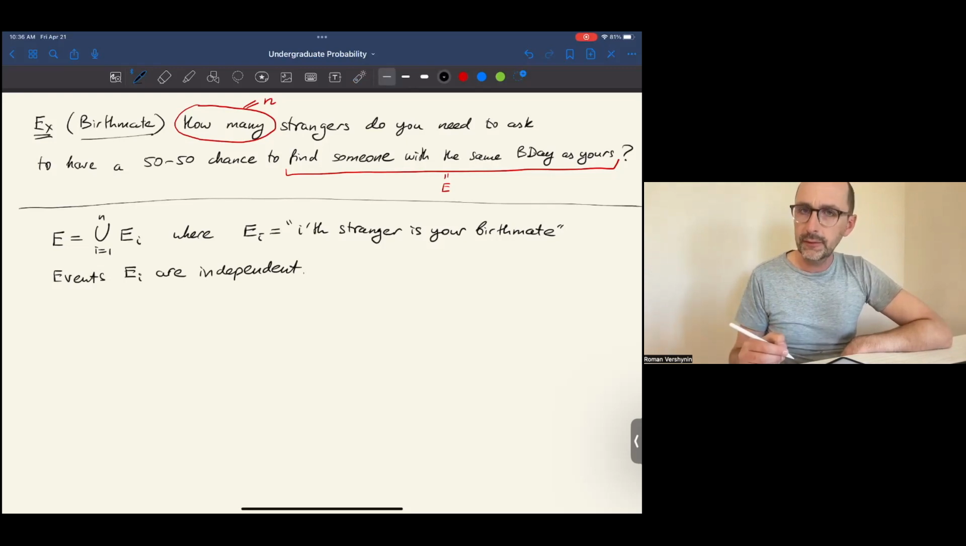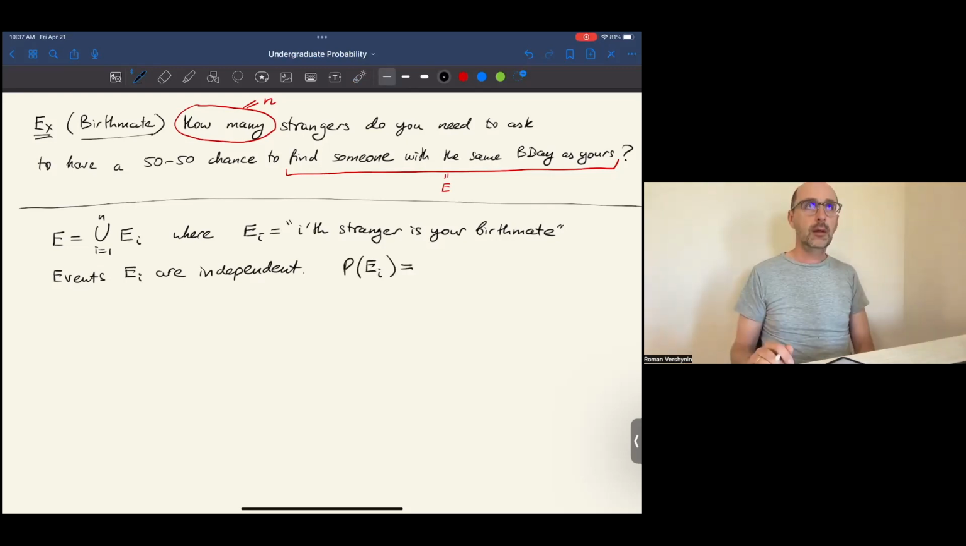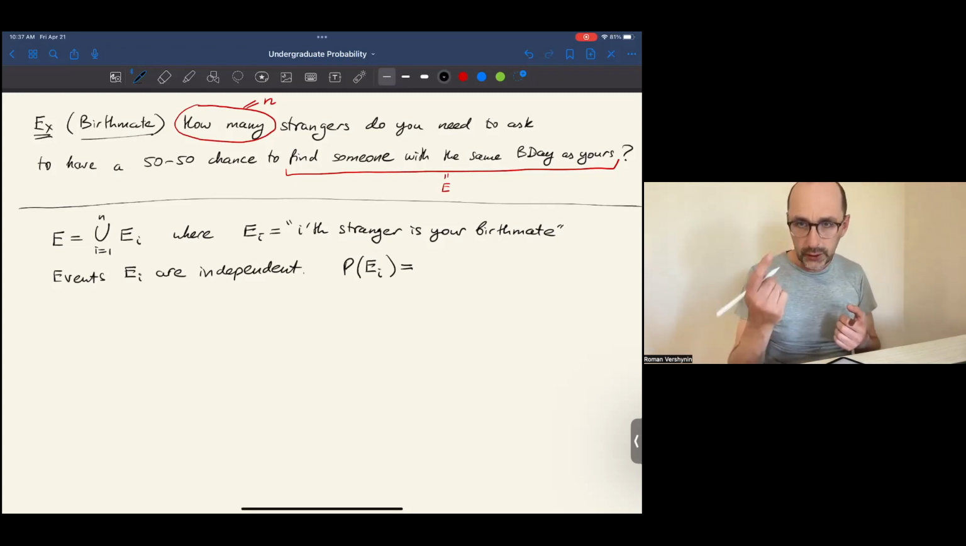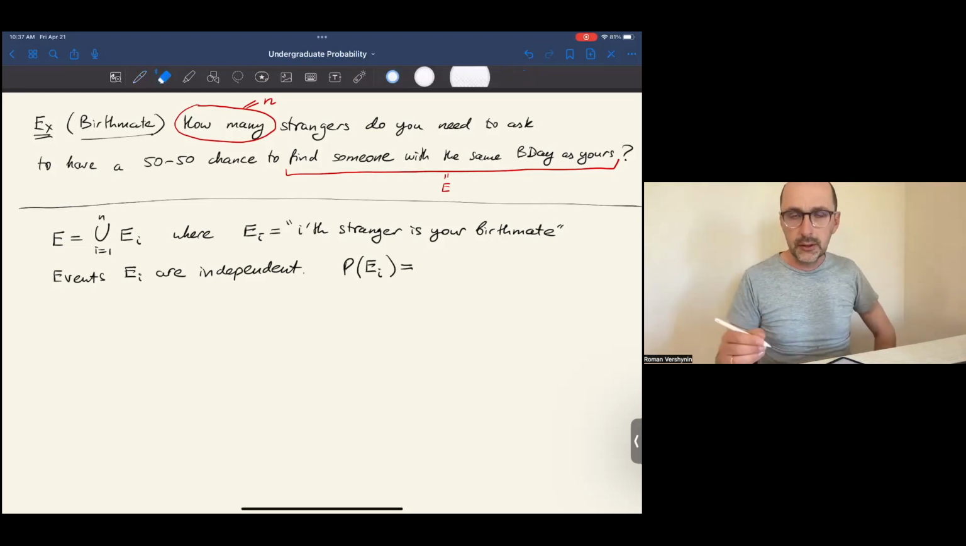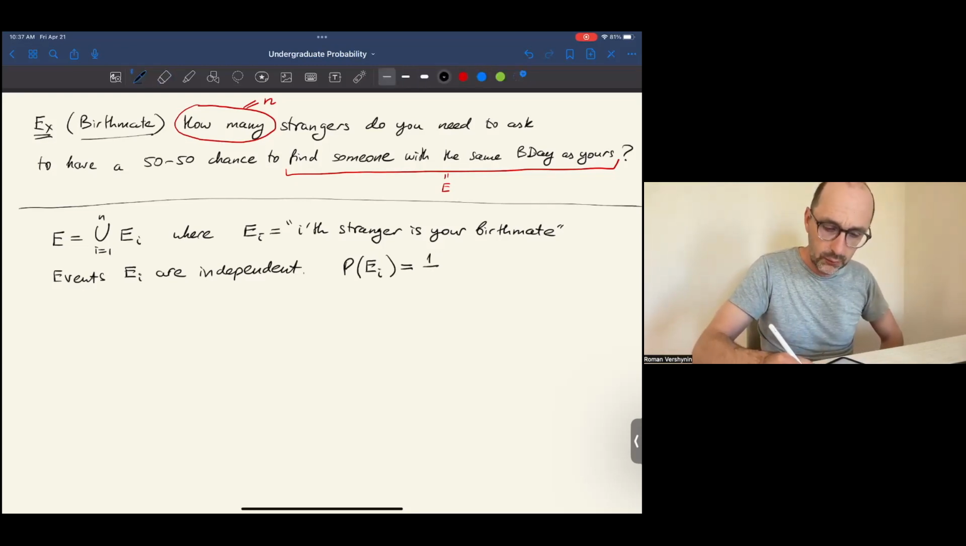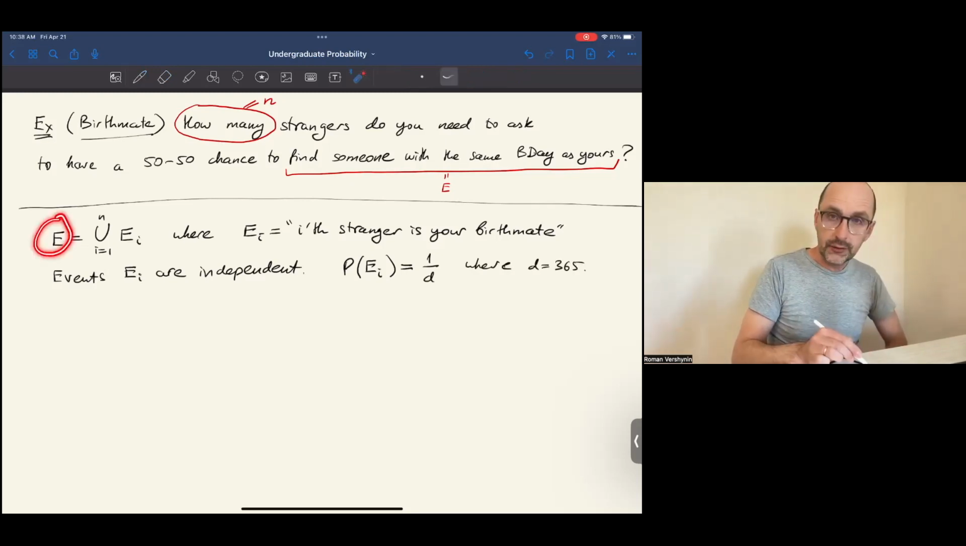What else do we know about these events? What are their probabilities? What's the probability that a given stranger is your birthmate? There are 365 days in the year, and only one of them is your birthday. So the probability that the stranger hits exactly one out of 365 days is 1 over d, where d is 365. So our event E of interest is a union of independent events, and we know their probabilities.